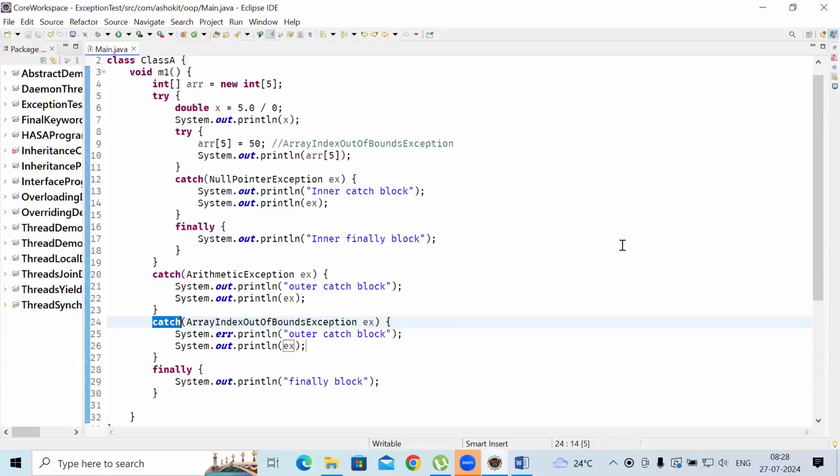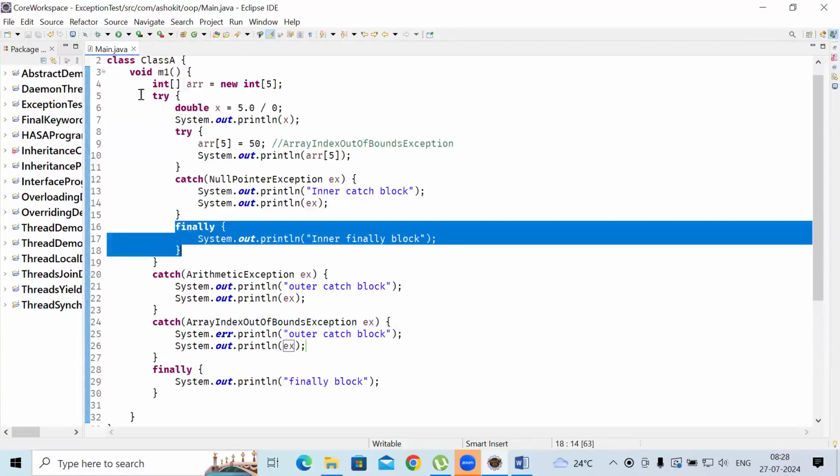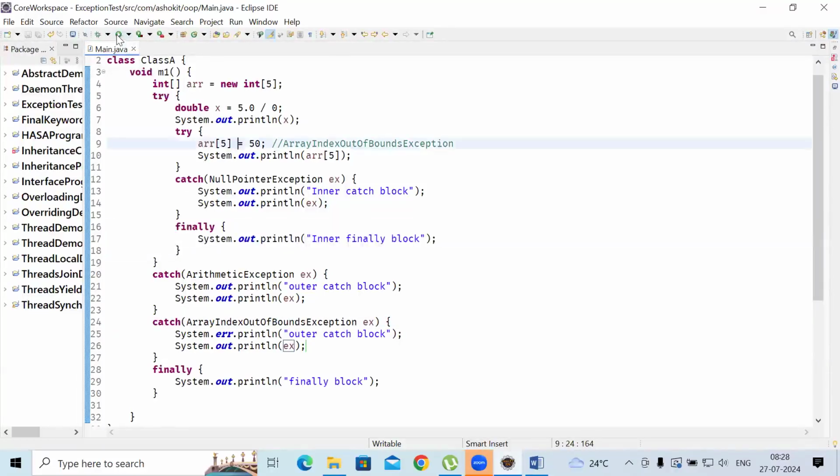Will the control go to the outer catch block or finally first of all? I have one question. First of all, the try block will not be executed. Your doubt is whether this inner finally will execute or not, right? Okay, I'll show you the output now.